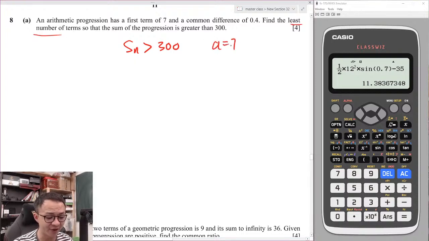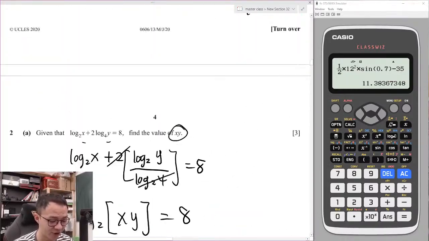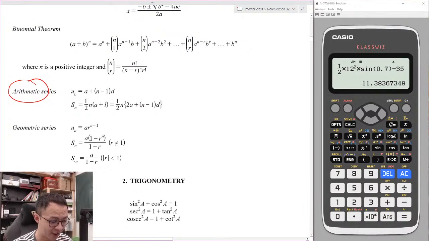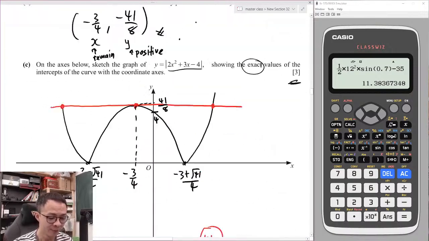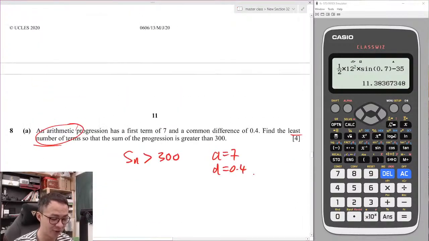So they tell me a is 7, my d is 0.4. So basically just plug in the formula. The formula is given at the very beginning. This is arithmetic, right? So you just scroll up to the first page and look for the arithmetic progression formula for Sn. Choose arithmetic series and then look for the Sn formula. But I will always use this one, because I don't have l, the last term, so I will not use that. If you understand, you can straight away just use the formula down here.